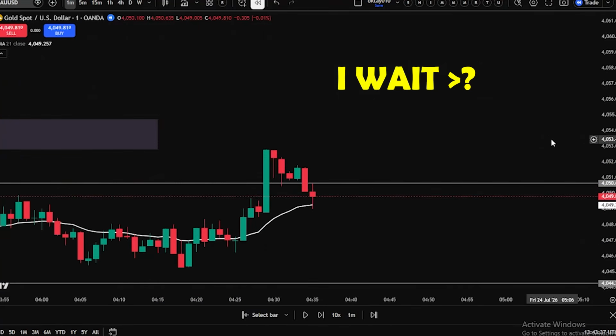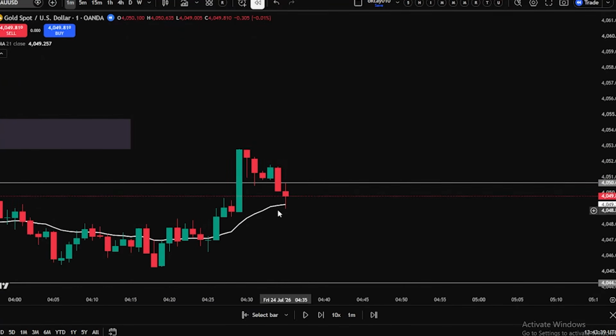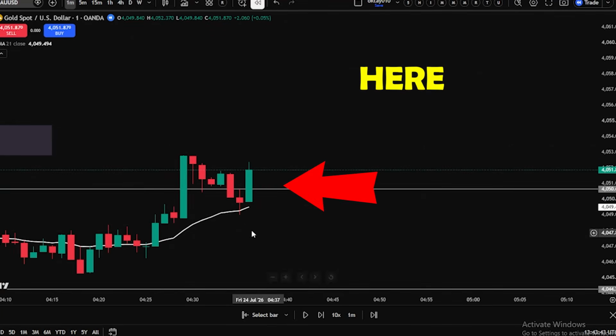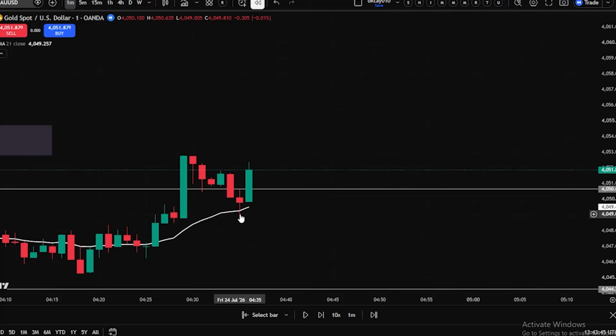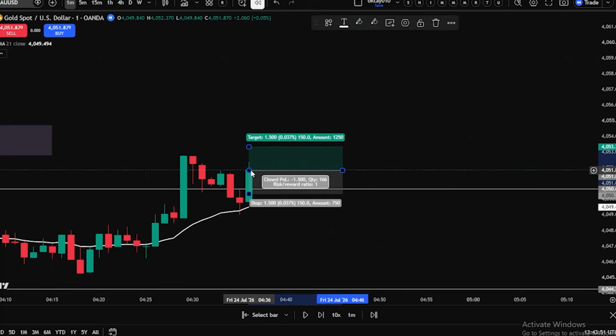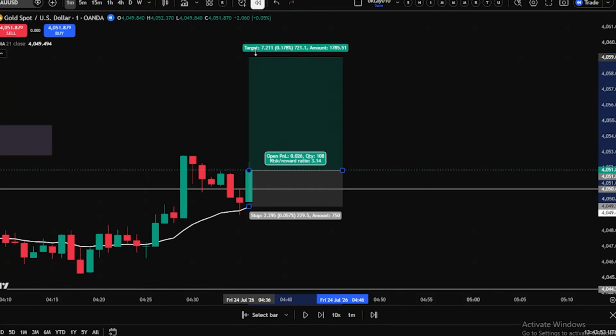I wait for the next confirmation. After the pin bar is formed, the price starts to break the short-term structure, or the price pulls back, which is the most important part for me. I enter the market here most of the time. This is the best and most confirmed entry point. This is the point where the decision to enter is made.